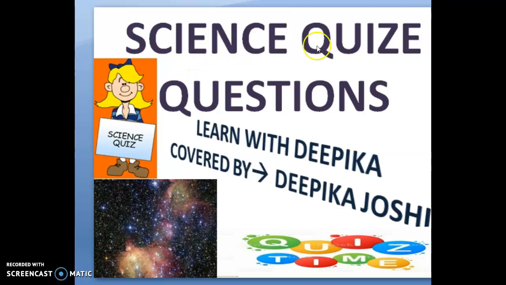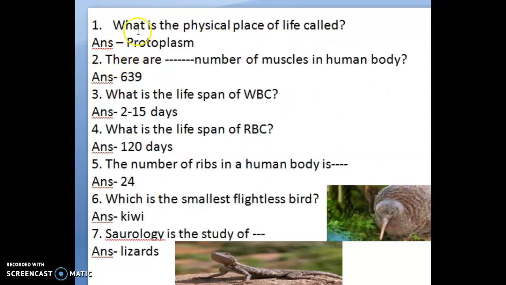So it's now science quiz questions time. So now let's get started. My first question is, which is the physical place of life called? Protoplasm. There are dash number of muscles in human body.